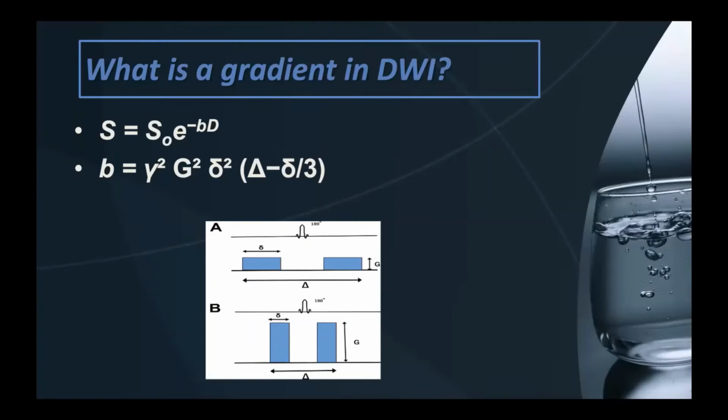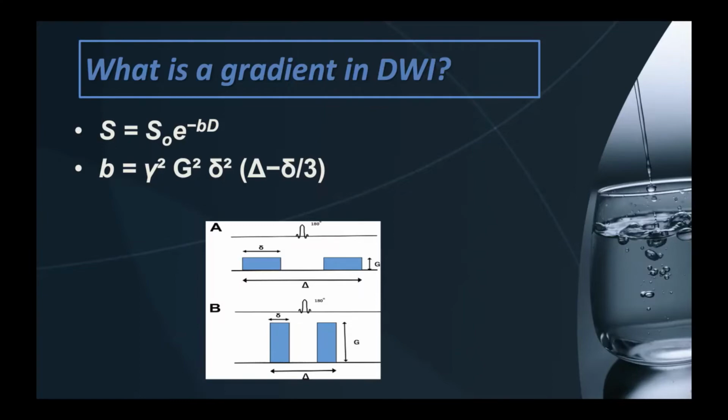The p-value depends on 4 variables, as you can see here, which are gamma, G, which is the magnitude, lowercase delta, which is the duration, and uppercase delta, which is the time interval. Gamma is just the gyromagnetic ratio of the molecule itself. So in order to increase the p-value, we can either work on the G variable, which is the magnitude, or the delta, which is the time.